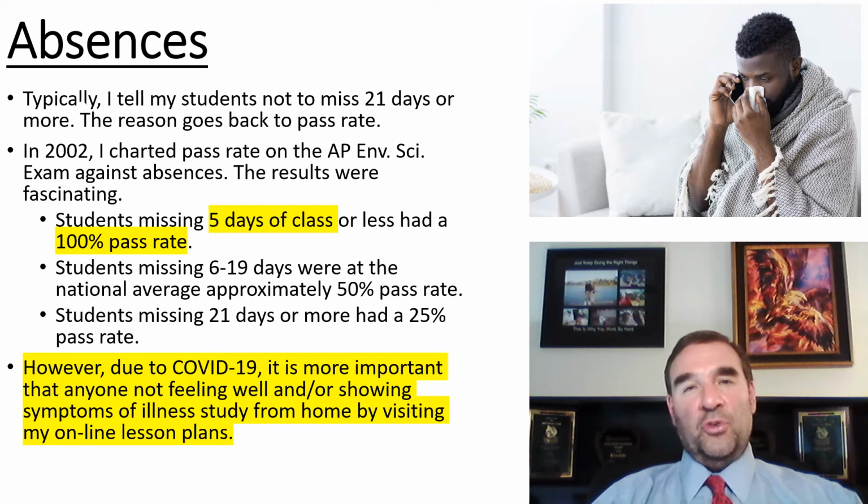Those students who missed 5 days or less had a 100% pass rate. Those students missing 19 days or less, 19 days to 6 days, were at the national average, right about 50%. And once you pass 21 absences or more, the pass rate dropped to 25%. What does this mean to you? A lot of you are thinking to yourself, no way would I ever allow my student to miss 21 days or more. Well, that includes activities, and you need to take that into account.